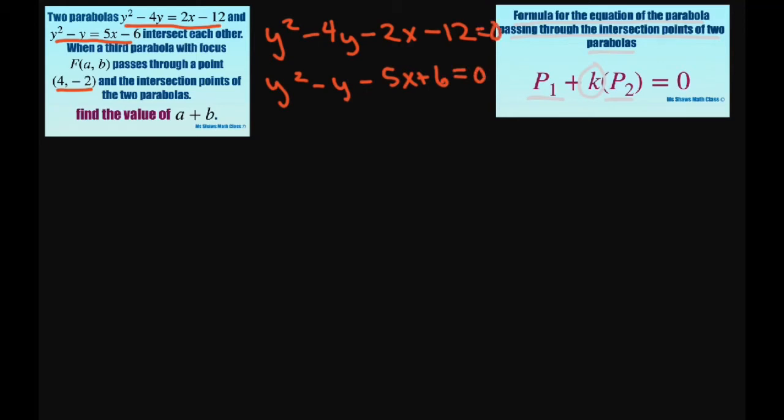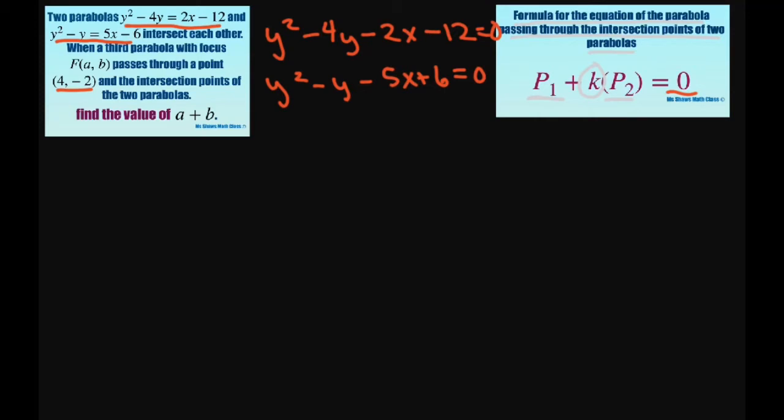So let's start with this one. If we start with this one, we have y squared minus 4y, and I'm going to subtract 2x minus 12. And then for this one, I'm going to do the same thing. This is going to be y squared minus y, and then subtract the 5x, add 6. Now, both of these get set to 0, and we're going to set this to 0 by adding them up. And it doesn't matter which one you put the k in front of.